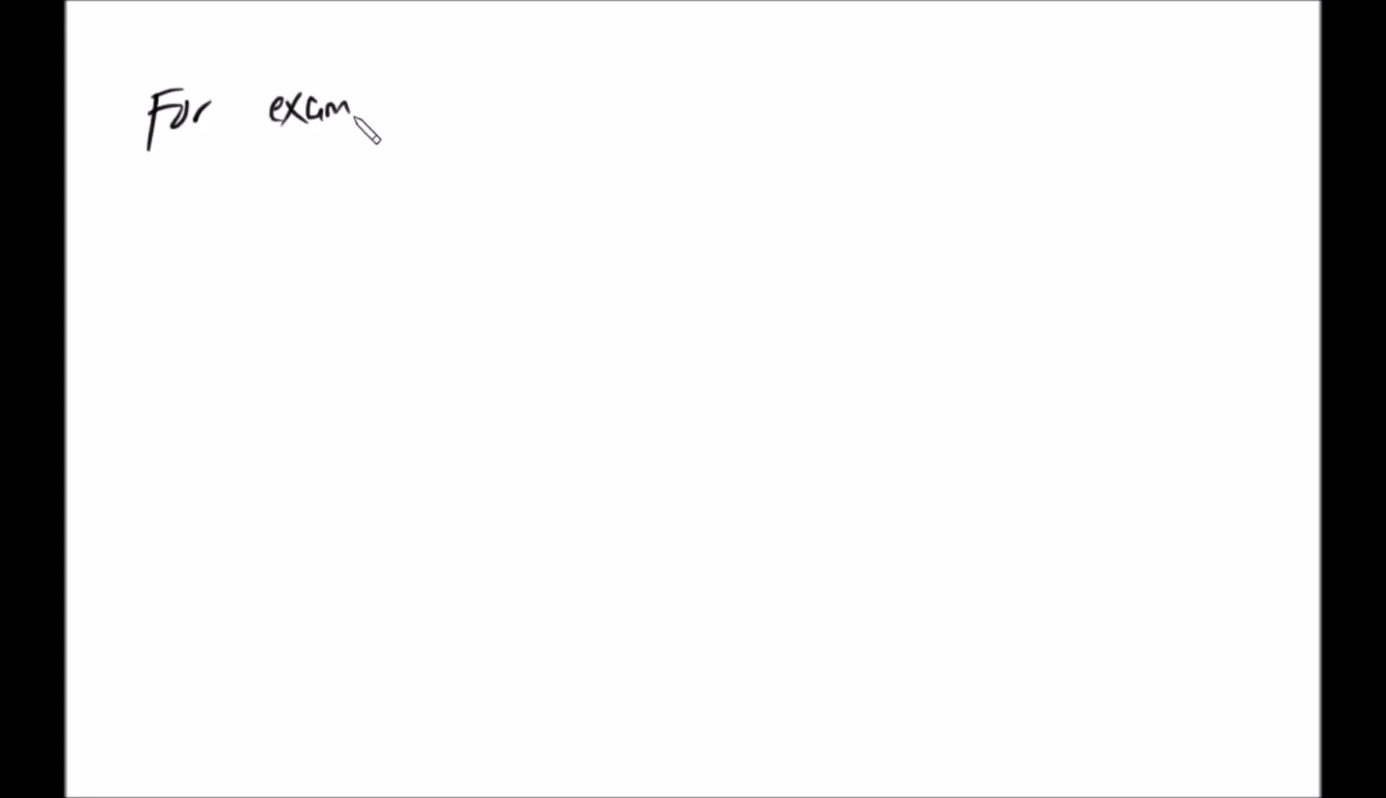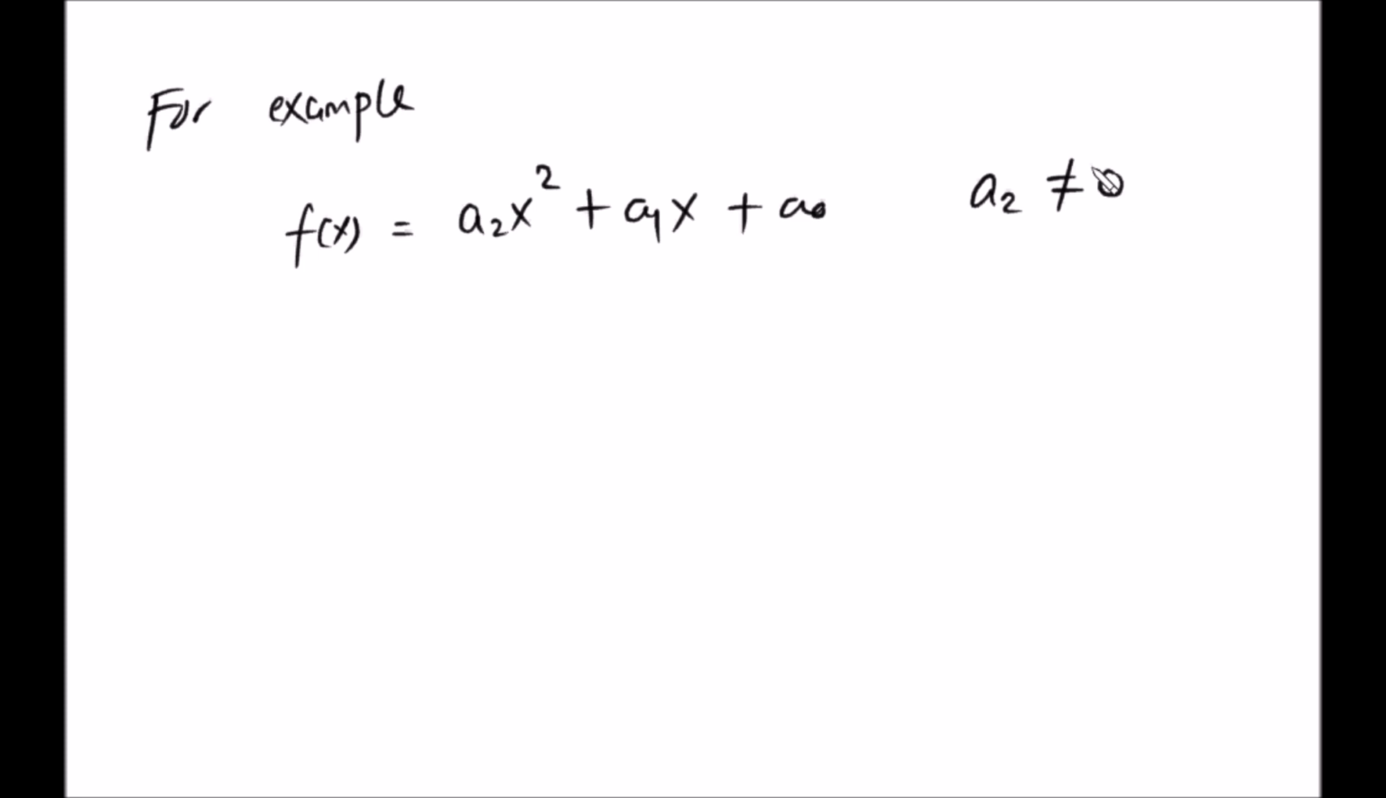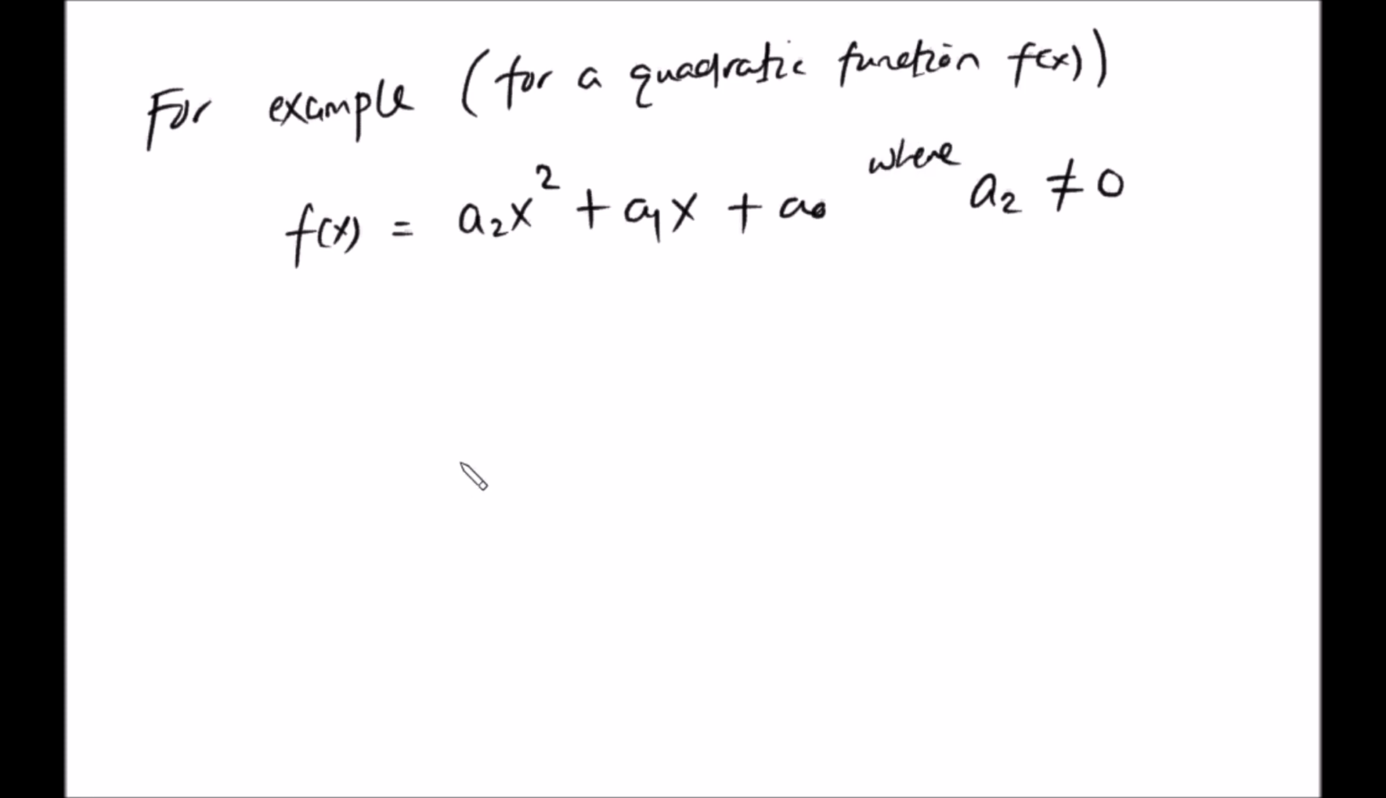if you have a quadratic function, hii hapa f of x ni sawa na a2x squared jumlisha a1x jumlisha a0. So ili iwe quadratic a2 inabidi iwe not equal to 0, else itakuwa linear. So niseme hapa juu for a quadratic function f of x, hiyo hapo chini, so where a2 is not equal to 0.